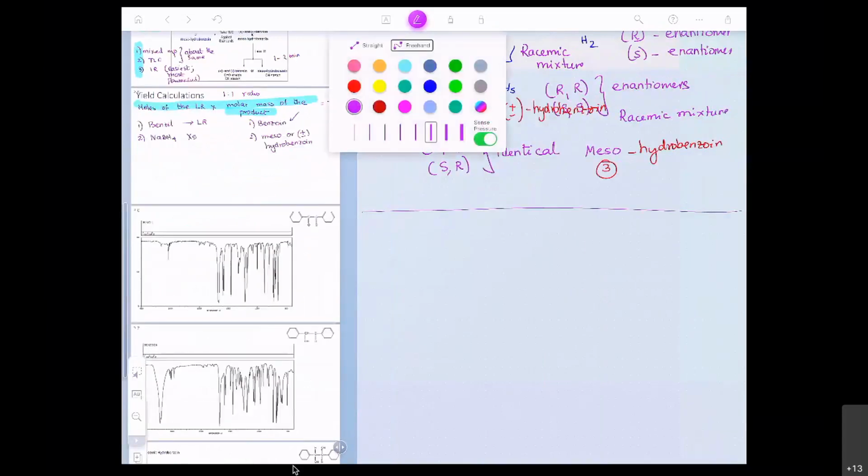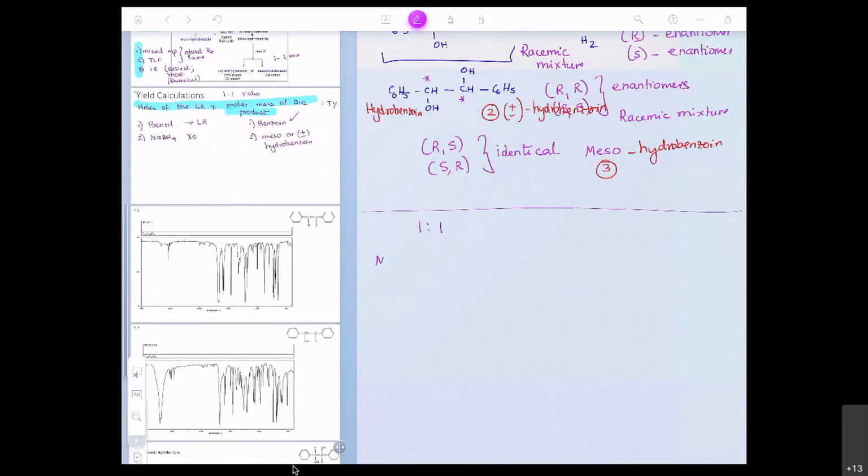Now, benzil is going to be a 1-to-1 ratio. So it'll be mass of benzil times 1 mole benzil over molar mass of benzil, times, you see it's a 1-to-1 ratio. So 1 mole benzil, 1 mole product. You have to determine your product first, whether it's meso or plus minus. And then this will be 1 mole product, molar mass of product. That is not a difficult problem for you. It's a 1-to-1 ratio.